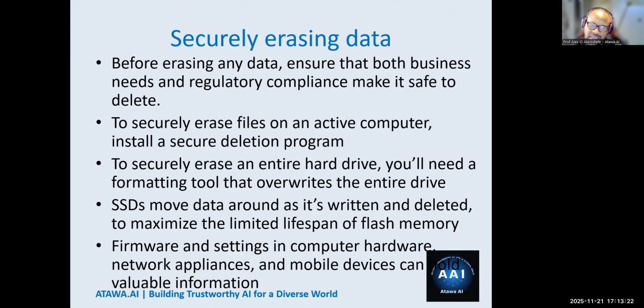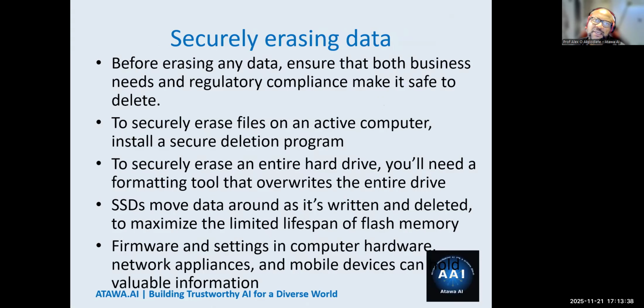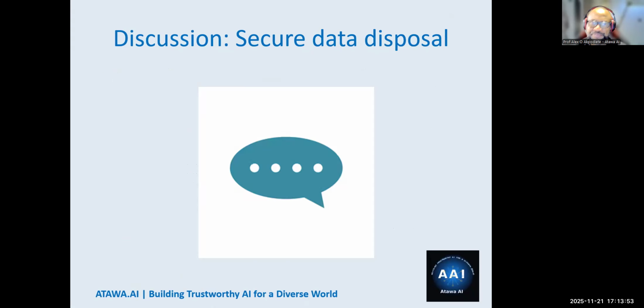But firmware and settings in computer hardware and network appliances, even mobile devices, have valuable information that an adversary could try and retrieve. So there are different methods to erase them. Let me go back to this slide. For hard drives, you hear about degaussing, which is like applying a magnet. That's why it's trying to distinguish SSD, because SSDs don't have moving parts or platters, right? SSDs are flash memories.